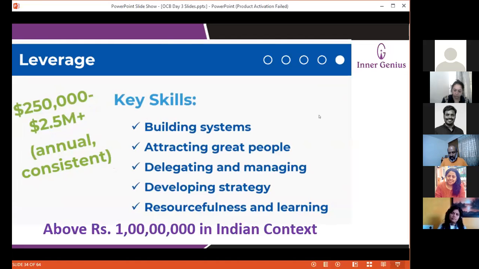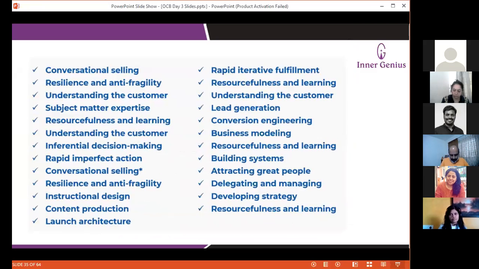building systems, attracting great people to become a team, delegating and managing, developing strategy. And resourcefulness and learning doesn't leave you. All right. So this seems to be a lot of skills that we need. So let's all put them together. This many are coming up.